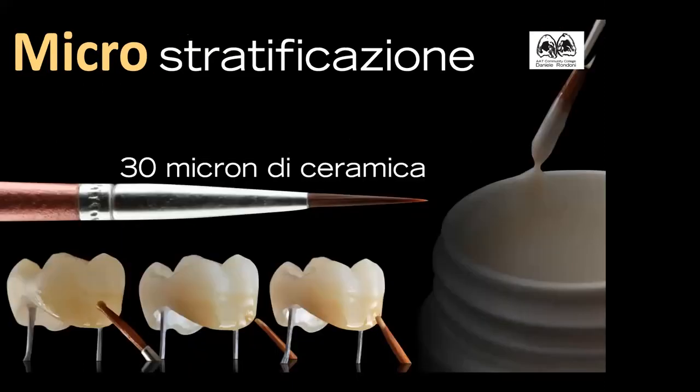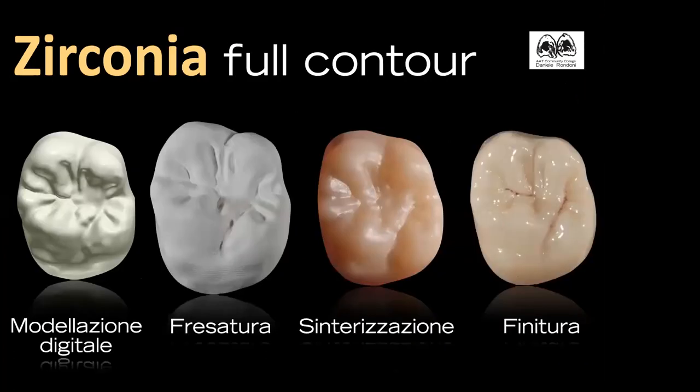Very thin layers. Very thin micro layering, which allows very fine layering down to the micron, down to 30 micron. Very, very slender. Full contour zirconia for an aesthetic result. Very important steps to follow to obtain an optimal aesthetic result. The digital process is very, very important in this case.